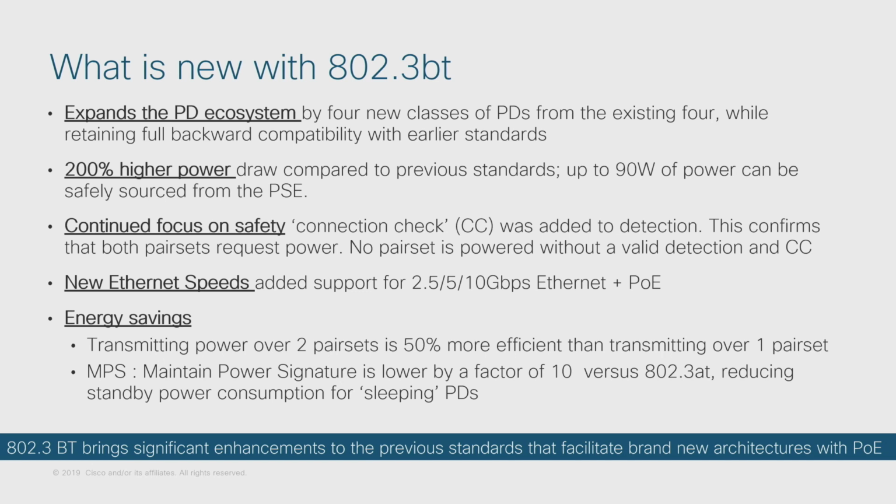And BT facilitates PoE to be delivered alongside higher speeds, higher than 1 gig, up to 10 gigabits per second. And finally, energy savings, which is a significant requirement from an IoT or an OT deployment. BT ensures that power delivery is more efficient, because it's 50% more efficient to deliver power over 2 pair sets compared to the previous standards. Because you're transferring less current per pair. That's correct. So you're getting less current loss per pair. That is right.